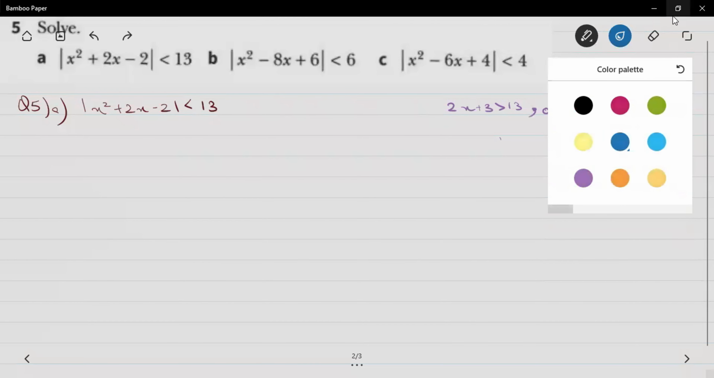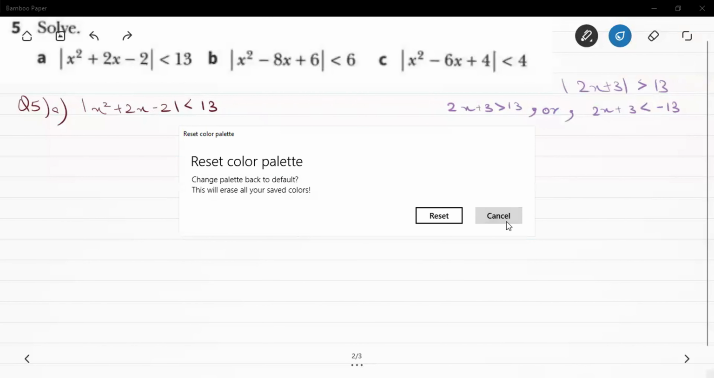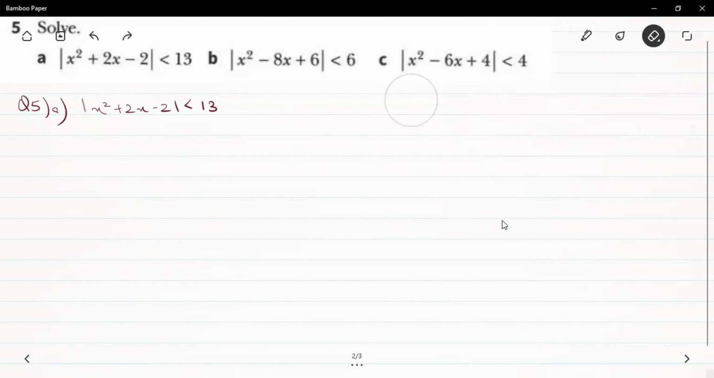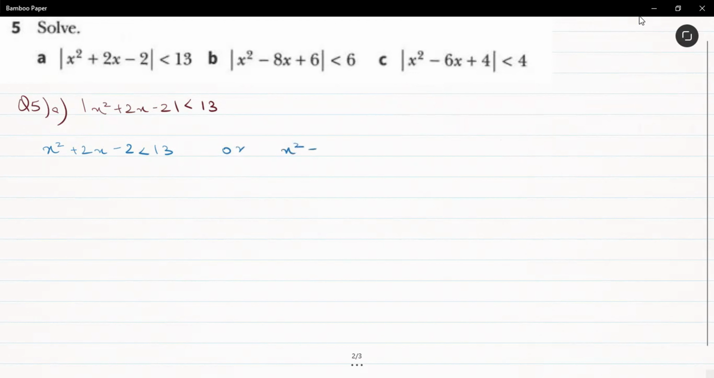Okay, so now let me use my marker. Let me just erase this real quick. Now we are going to apply the rules we just understood here also. So x squared plus 2x minus 2 is lesser than 13. We copy the first equation as it is. However, for the second equation, we say x squared plus 2x minus 2 is greater than -13. Okay. Now just solve this real quick.